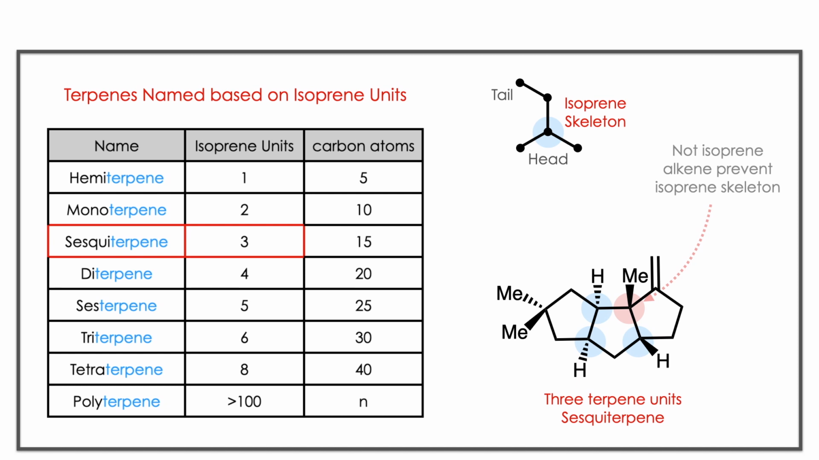Here I have given an example with 3 isoprene units. The fourth one, which is the red one, is not isoprene. It is prevented by the double bond there. So it can have 3 isoprene units. So its name is sesquiterpene.